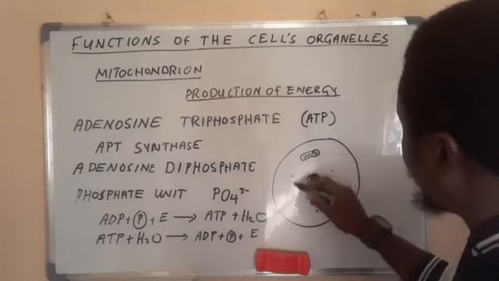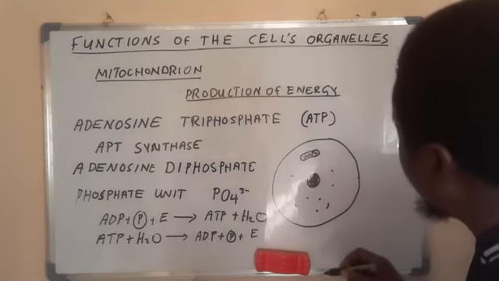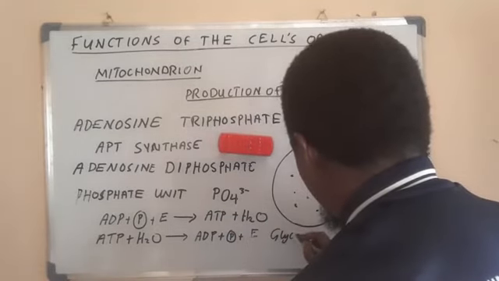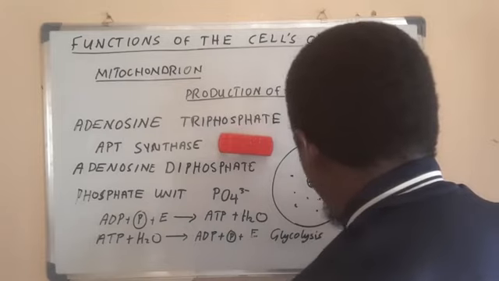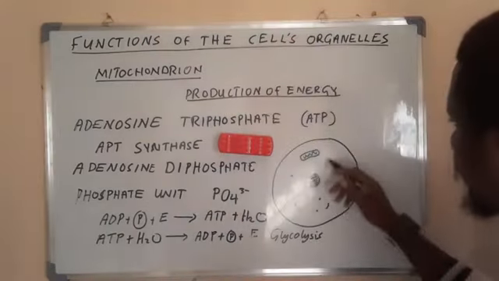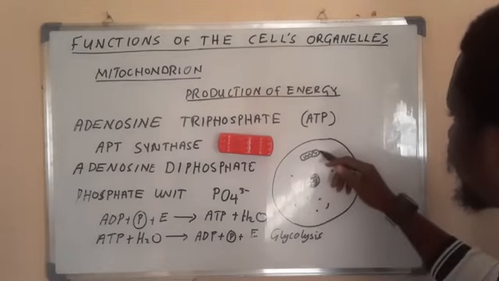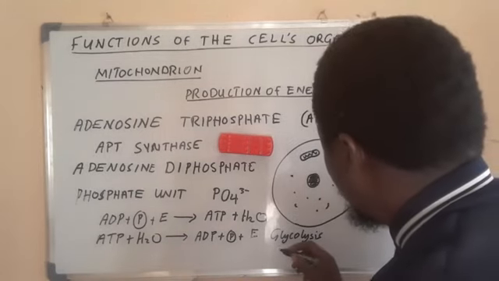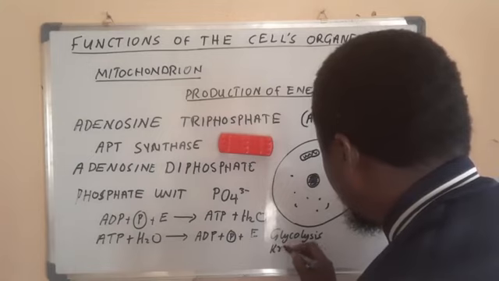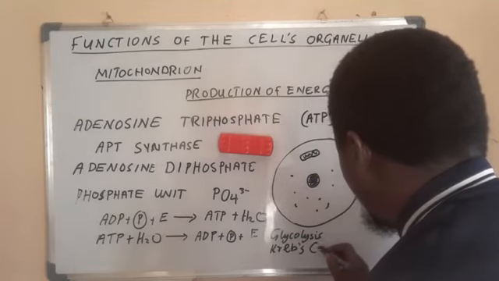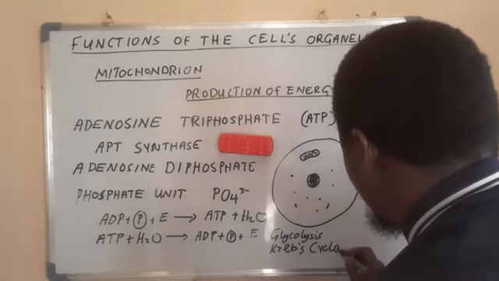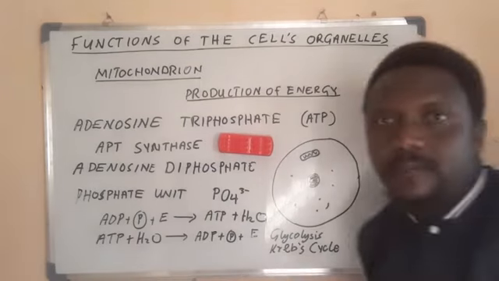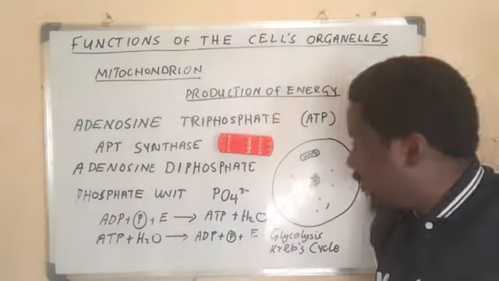Normally what happens outside the mitochondrion is called glycolysis. That is what happens in the cytoplasm outside the mitochondrion. And in the mitochondrion, a process called Krebs cycle takes place. These two important metabolic processes bring about the production of energy in the cell.